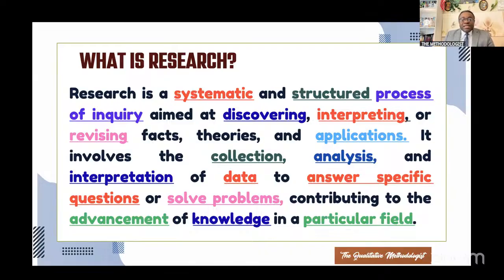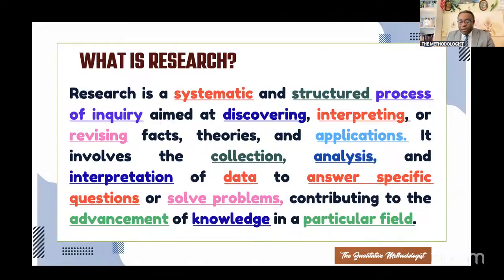Now, research is a systematic and structured process of inquiry. Don't forget that in every definition of research methodology, you have to see this. If you don't see it, that definition is deficient. Research is systematic because it involves a lot of systematic processes. You don't just jump into research and start doing something. You have to follow some principles. You have to follow some rules.